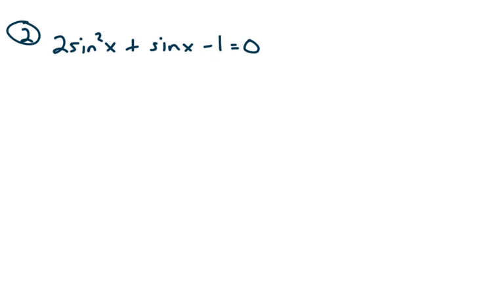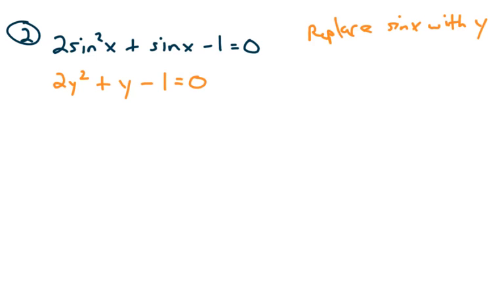2 sine squared of x plus sine of x minus 1 equals 0. Now, it might help to think of this in terms of just a different variable. So off to this side, I'm going to just replace sine of x with y. So really this becomes 2y squared plus y minus 1 equals 0. And this kind of really goes back into algebra 2. The number in front of x squared, or in this case y squared, is not 1. So we need to do the method of factor by grouping.